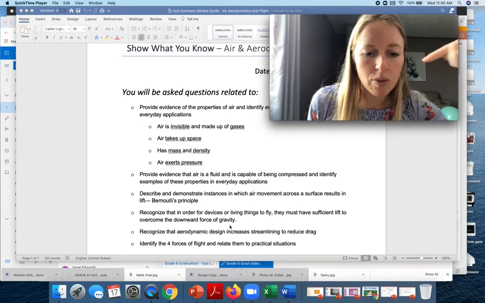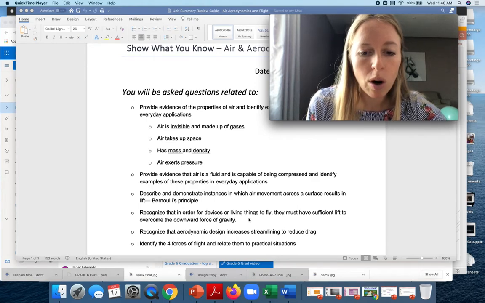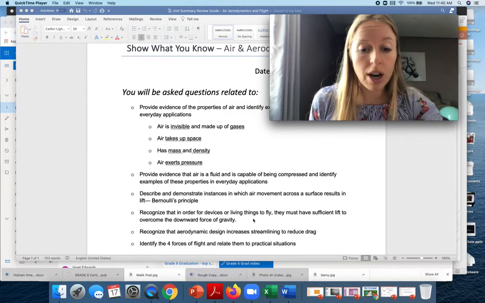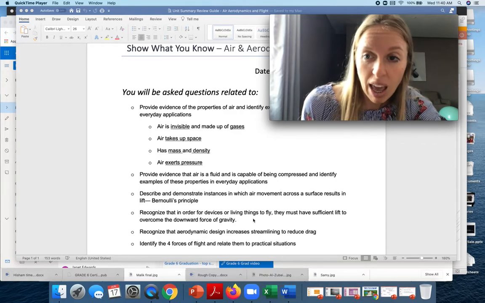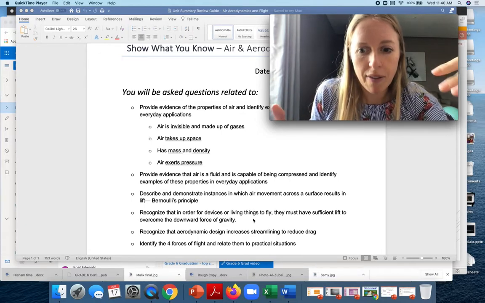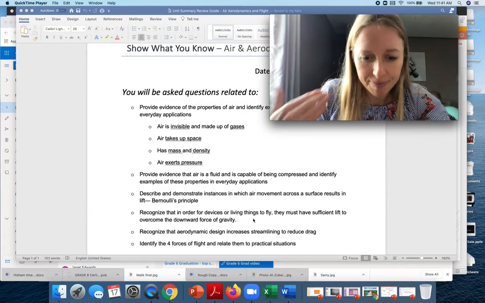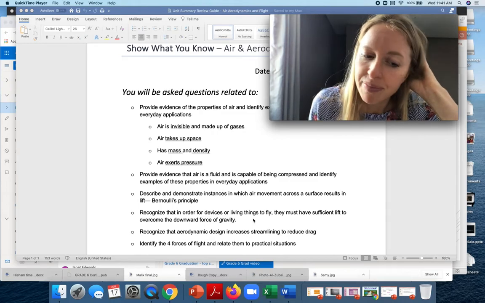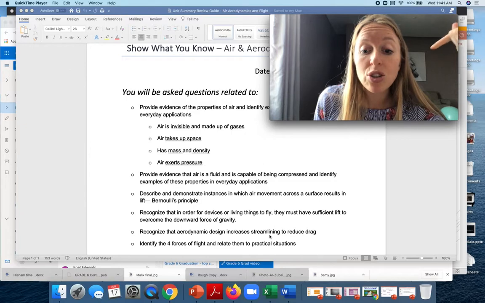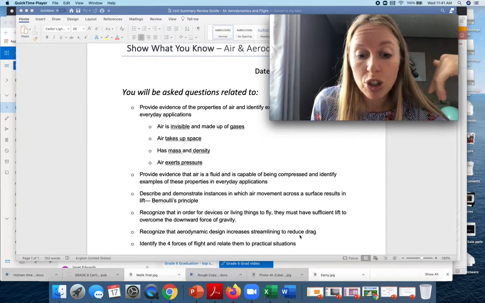The next thing is recognize that in order for devices or living things to fly, they must have sufficient lift to overcome the downward force of gravity. So it has to have enough lift so that gravity is counteracted. The next one is recognize that aerodynamic design increases streamlining to reduce drag.